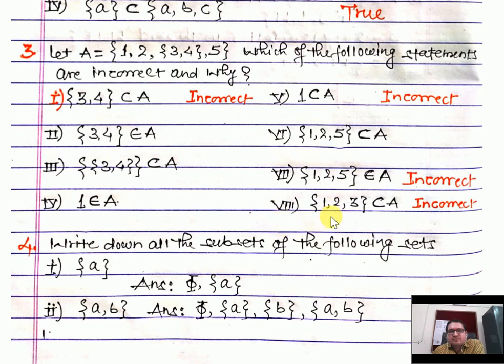Next one, {1, 2, 3} is a subset of A. No, this is incorrect. The reason is that 3 and 4 are both retained together in the set form. So this is a single set we can say, right? This is the one set, {3, 4}. So 3 you can't isolate from here. 3 you can't write with 1 and 2. 3 you can't take with 5. 4 you can't take with 5. Okay, so this is the incorrect one.